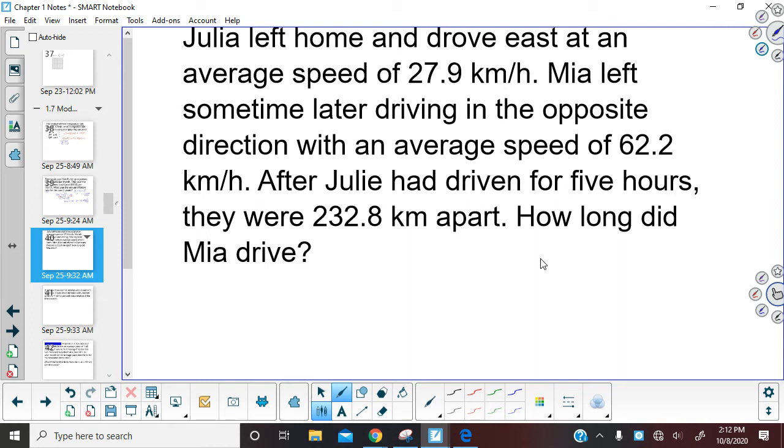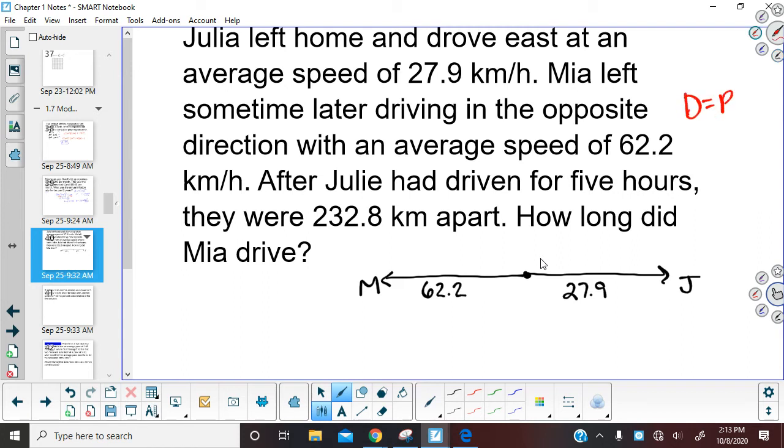So one, if you are super visual, you're going to start with Julia leaving home and driving east. So we have Julia going this way. Her rate is 27.9 kilometers per hour. Your other person, Maya, left driving in the opposite direction. So this is her, with an average speed of 62.2 kilometers per hour. Now, here's the key, we have to remember that distance is equal to rate times time. And so in our picture right now, all I've labeled is your rate.